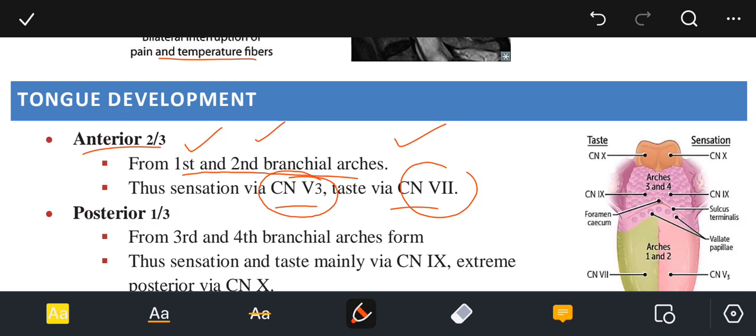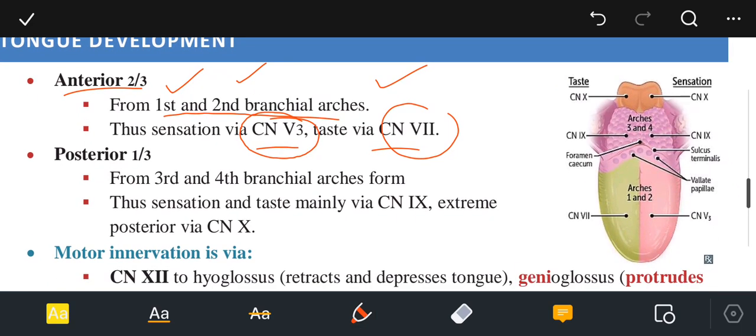If the anterior 2/3 of the tongue is coming from the first and second branchial arches, the nerve supply is also coming from their respective branchial nerves, like CN5, the trigeminal nerve. But the difference is that CN5-3, the mandibular branch of the trigeminal nerve, is going to take the somatic sensation like touch, pain, temperature. CN7 is going to take the special sensation, that is the taste sensation.